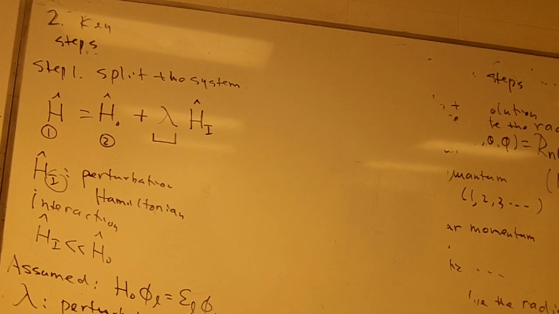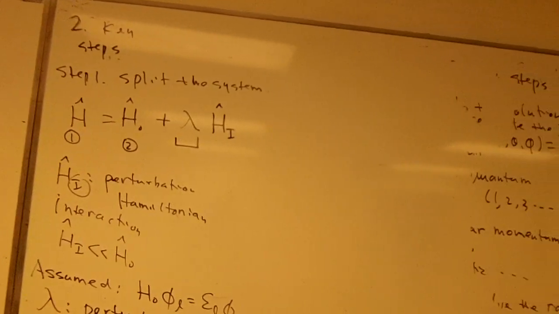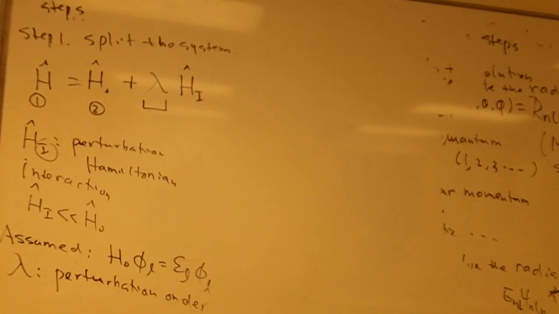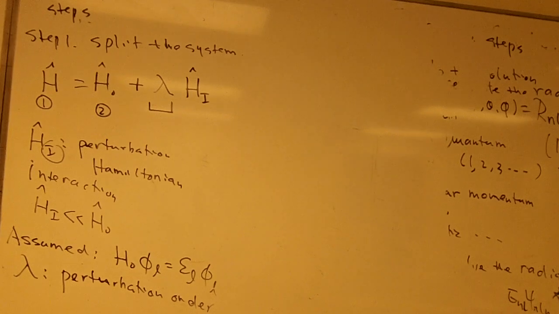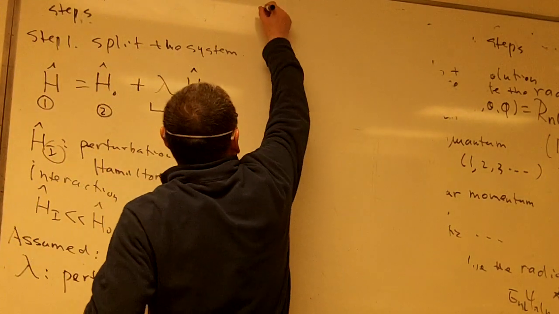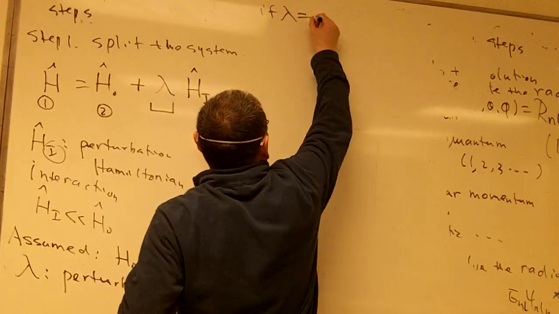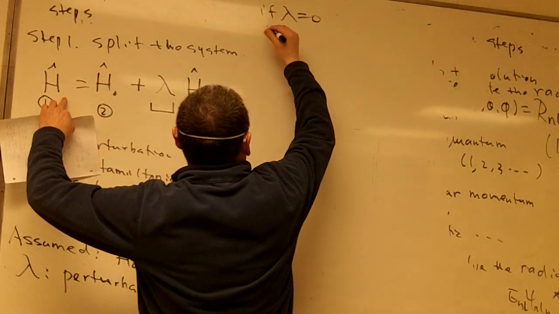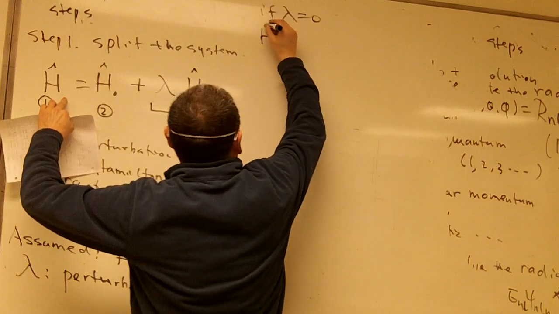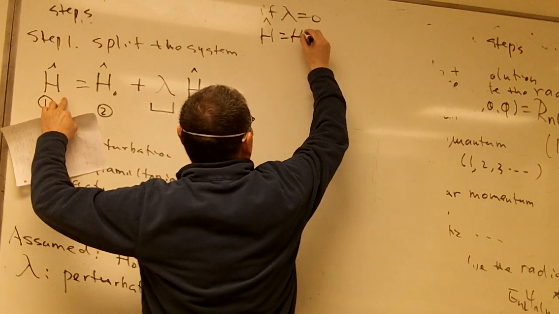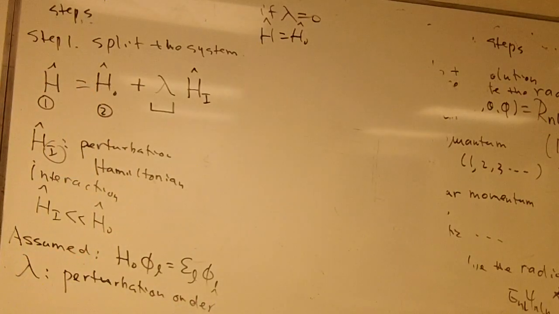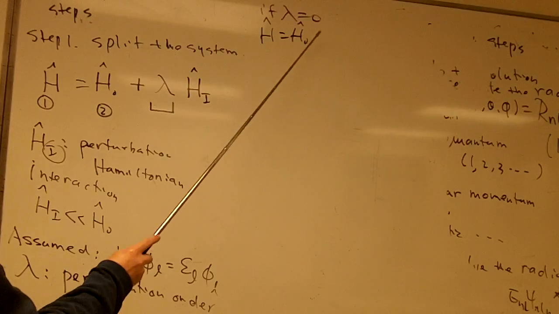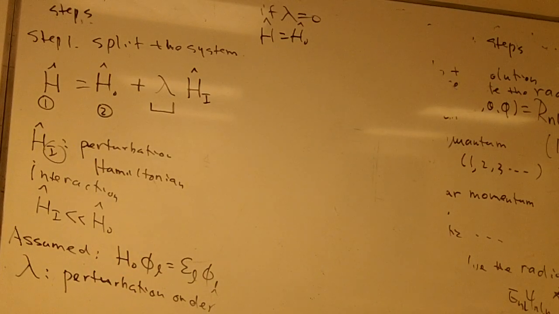So that is called perturbation order. We are going to show you why this is called order. Folks, you see, if my lambda equals 0, then you will see immediately h hat is going to equal h0 hat, exactly the same, because if my lambda equals 0, this is called zeroth order perturbation.